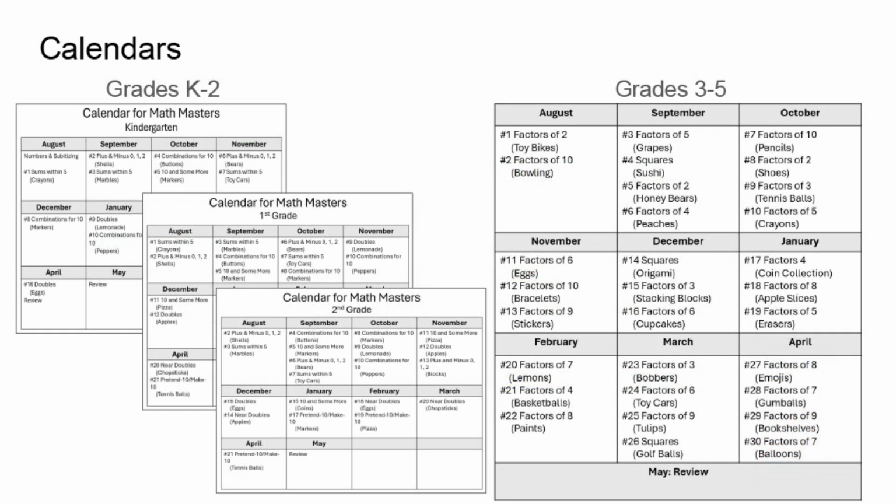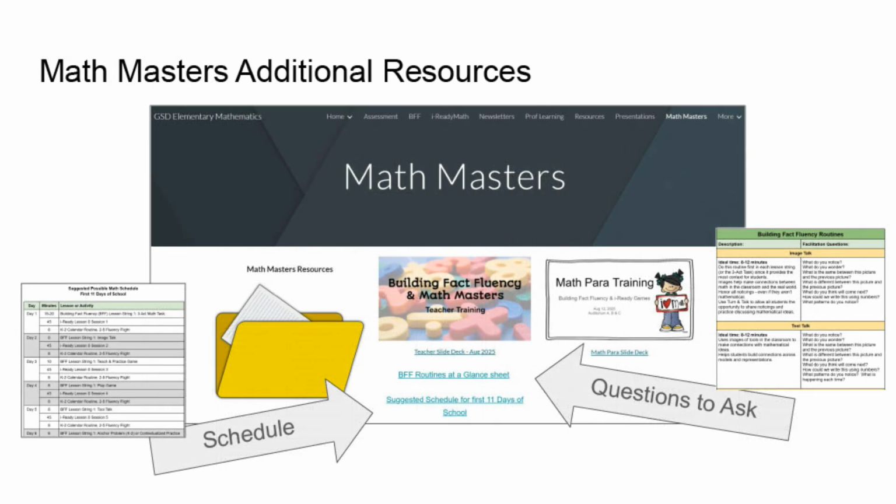For Math Masters, we've created a calendar to help you know which strategies or factors to teach each month to allow you to more easily plan which lesson strings to teach. The calendars can be found on the Math Masters page of the Elementary Math website. Also on the website are other helpful links, such as the suggested schedule for the first 11 days of school to show how BFF can be included into your instructional time, and the BFF routines at a glance, which outlines the purpose of each BFF activity along with questions you can ask students as you guide them through the activities.